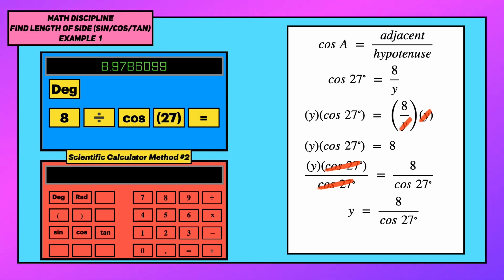Method number 2. With your calculator in degree mode, enter 8 divided by 27 cosine equals.